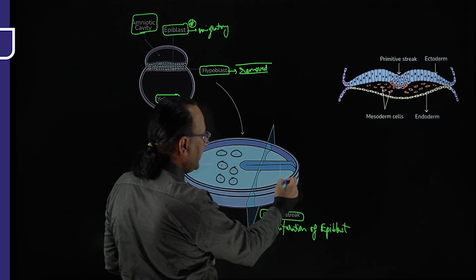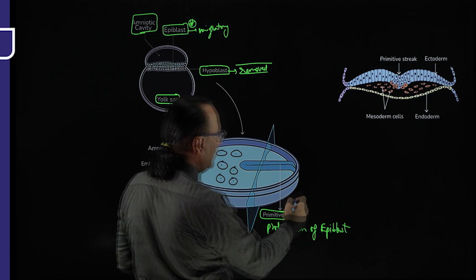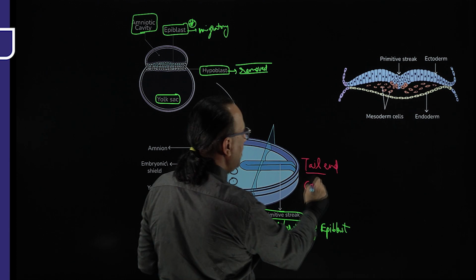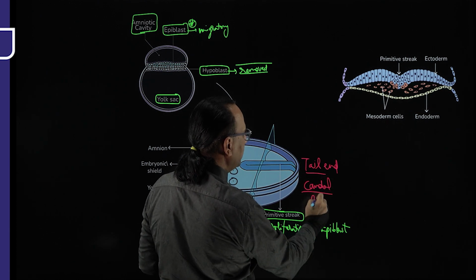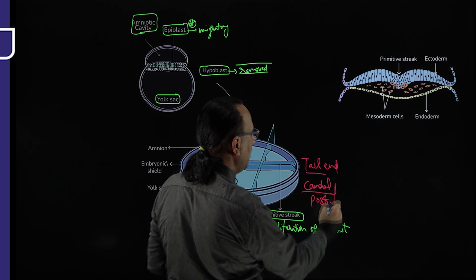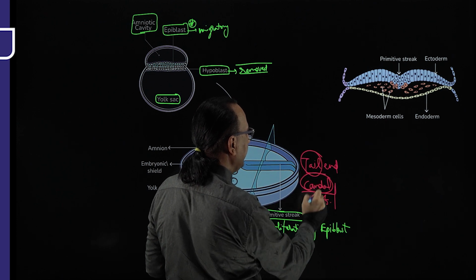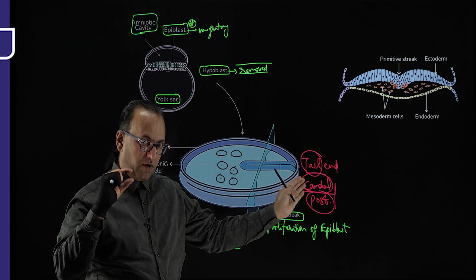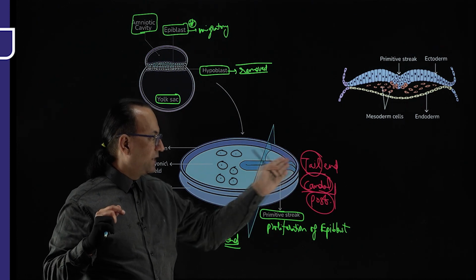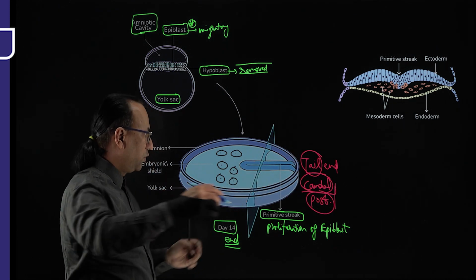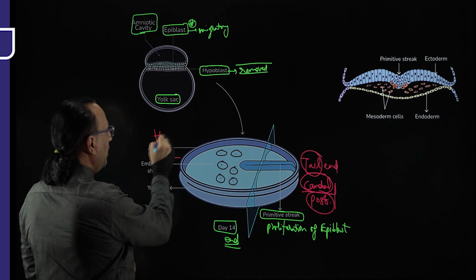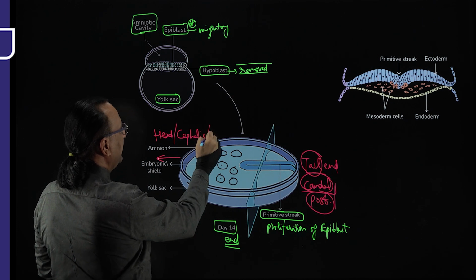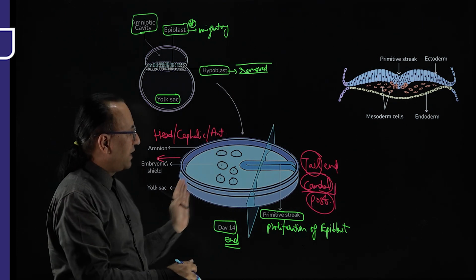Now we need to remember, formation of the primitive streak begins from the tail end, what is also called the caudal end or the posterior end. For a developing baby, whatever is tail is caudal is posterior. So this is the posterior end. The primitive streak starts forming at the posterior end and migrates towards the head end. So this will be the head end, or you can say the cephalic, or you can say the anterior. So this is anterior and that is posterior.